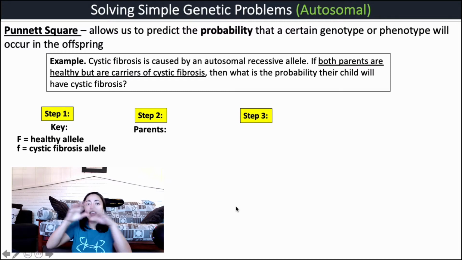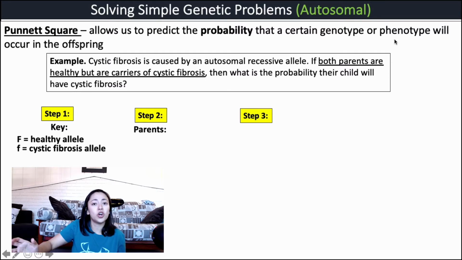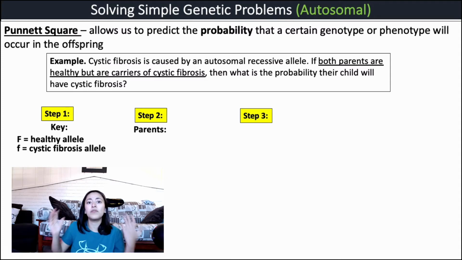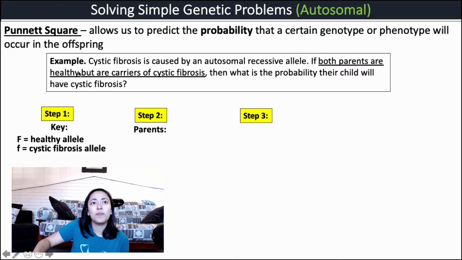In order to solve any genetic problems, you're going to be using what is called a Punnett Square. A Punnett Square allows you to predict the probability that a certain genotype or phenotype will occur in the offspring. So let's look at an example together, and I'm going to give you an example of how you want to basically set up all of these problems. And if you follow this pattern each time, it's going to be really easy to solve any genetic problem because you're just doing the same steps over and over again. So let's look at this example.